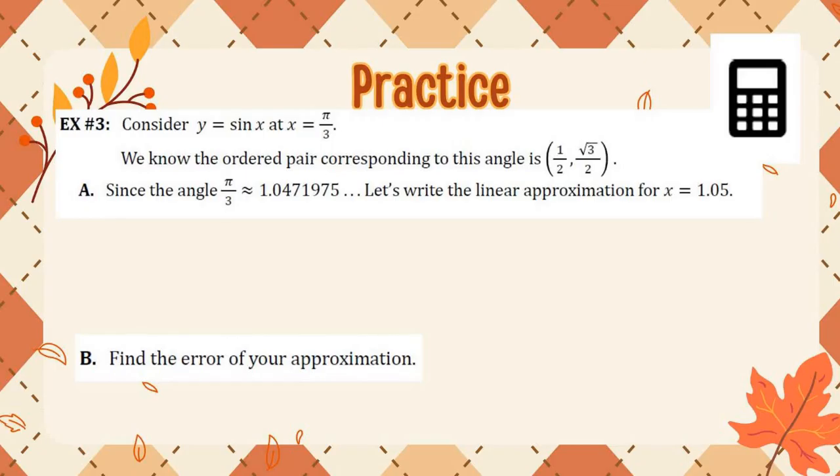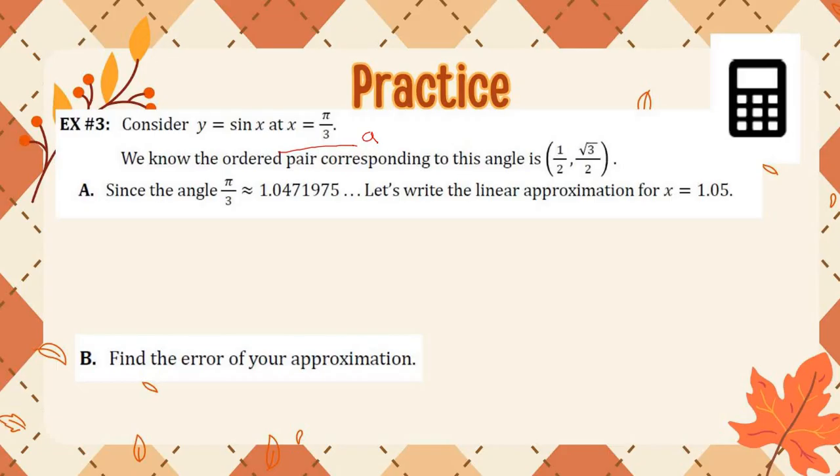It says we know the ordered pair corresponding to this angle is 1/2, square root of 3 over 2. Since the angle is approximately 1 point stuff, let's write the linear approximation for x equals 1.05. So we're using this as my a value. Are you with me? They gave you the approximation here basically just to show you why we're approximating 1.05: because 1.05 is fairly close to pi over 3. So it's an okay number to use as our approximation.